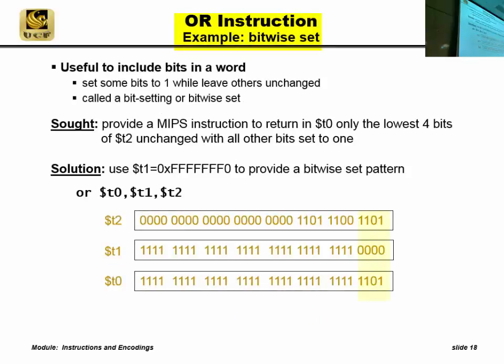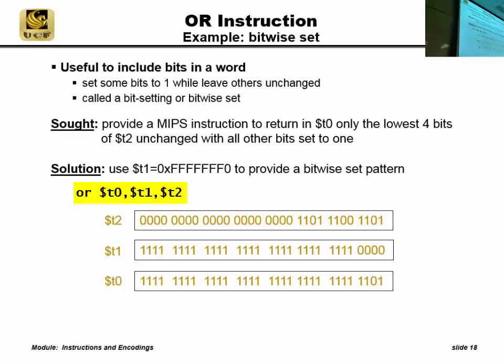So we want to return only the lowest 4 bits unchanged and all the other bits set to 1. Interesting. Why would you want to do that? Well, now we're sending data back out to the sensor, and its data sheet says that the uppermost bits must be set to 1, or it has some other behavior you don't want. That's the way it wants the data. So how would we do that? You can use a logical OR instruction.